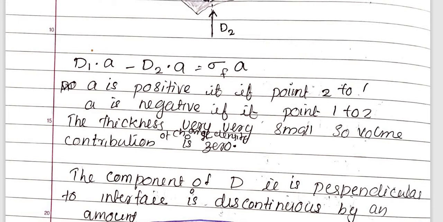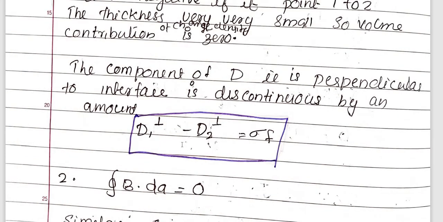So this can be written as D1 perpendicular minus D2 perpendicular is equal to rho f. Sorry, not rho, sigma f. Sigma is the surface charge density. So D1 perpendicular minus D2 perpendicular is equal to sigma f. This is the first boundary condition, or we can say that the component of D that is perpendicular to the interface is discontinuous by an amount sigma f.